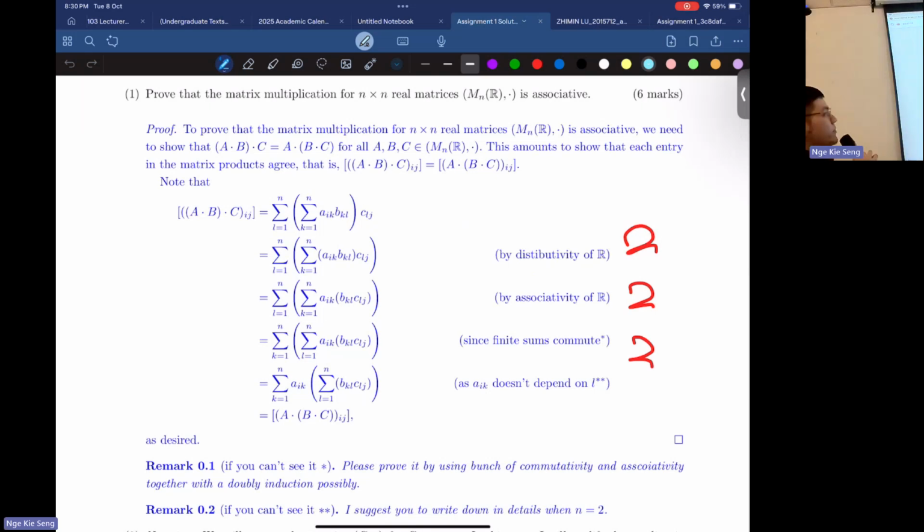So our first question is about matrix multiplication. Matrix multiplication for n by n real matrices is associative. I think most of you know how to do it, but some of you are not using the formula. The key point I want to look for is this line here: finite sums commute. This is the key point. Even if you write equal, if you don't write the reason, I still take off your marks.